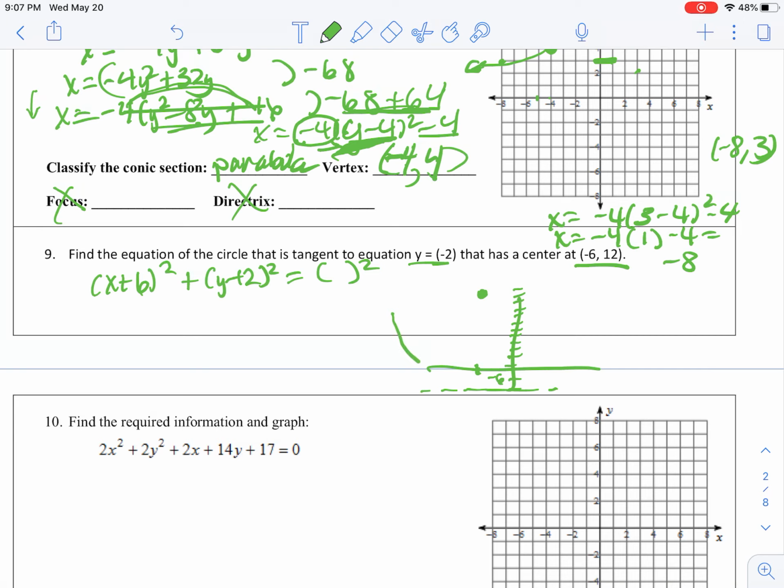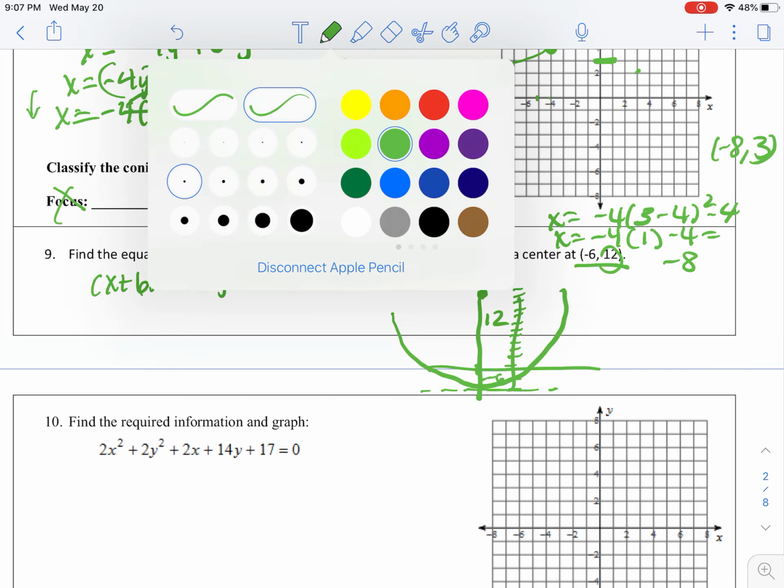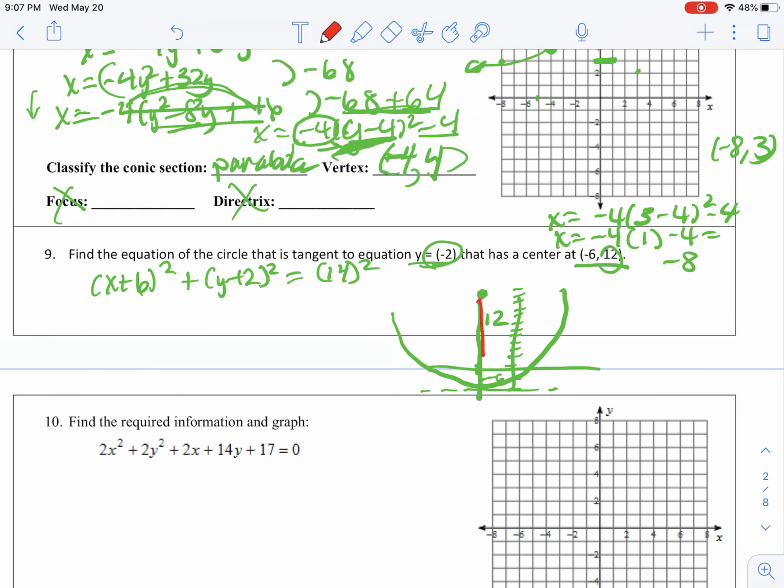So my circle's coming in from the center. It's coming in like this. It's tangent to that line and goes away. So I know my radius is 12 and then a little bit more to -2. And so it's 14 in all. So this radius is 14 units long right here. 12 and then 2 more. And so my equation is x plus 6 squared plus y minus 12 squared equals 196.